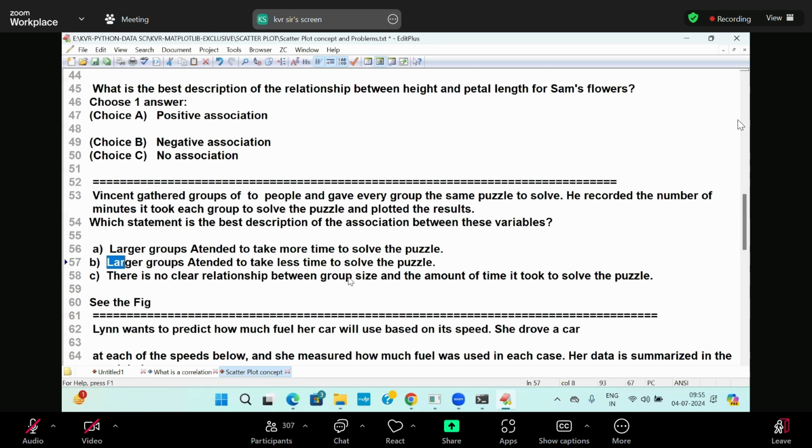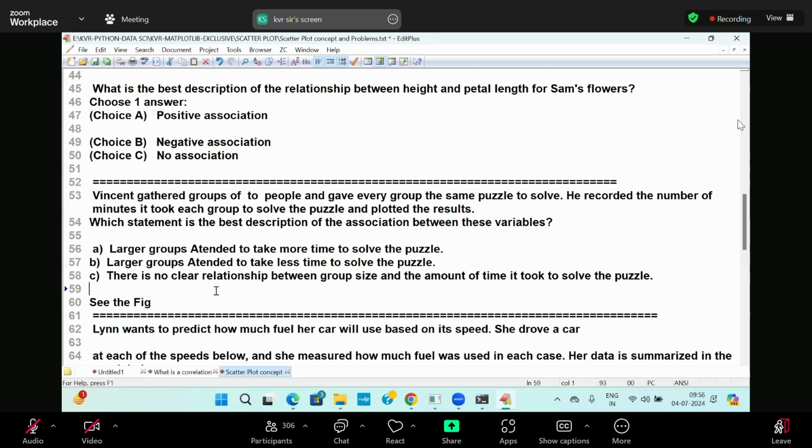There is no clear relationship between group size and the amount of time it took to solve the puzzle, because it is going to be different. These people took this time, those people have taken that time. So there is no such relationship available. On average, if I take it, what will be the association there?